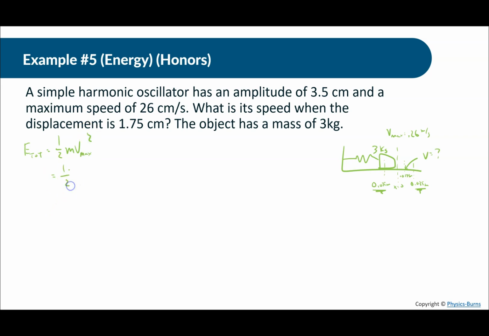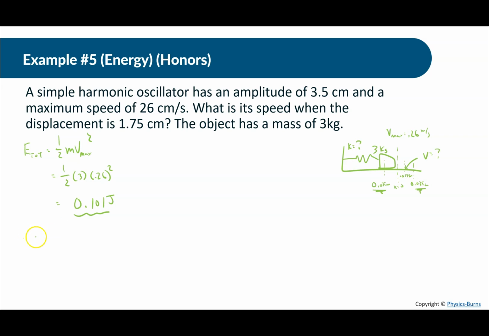So 1/2, the M is 3, and the fastest it goes is 0.26 meters per second. So let's figure that out. Squared times 3 times 0.5. And then we get 0.101 joules. Okay, so that's the total energy. Now we can use this to find what the spring constant is, because we don't know what the spring constant is.